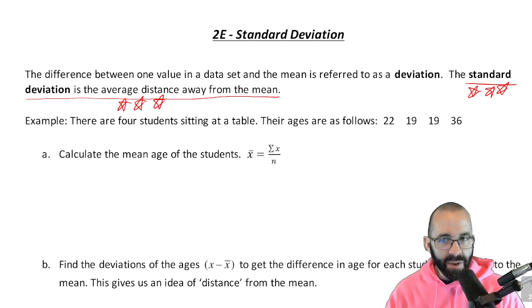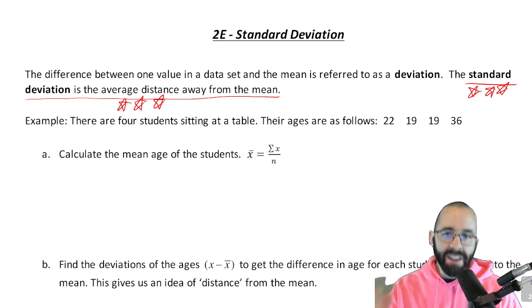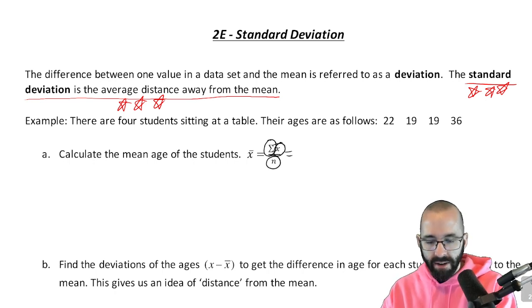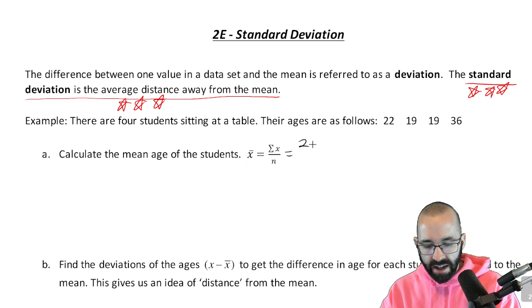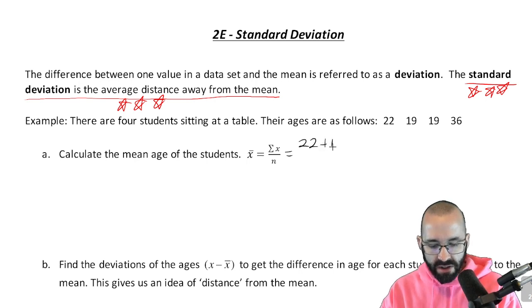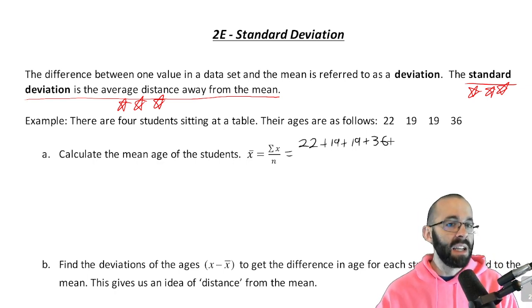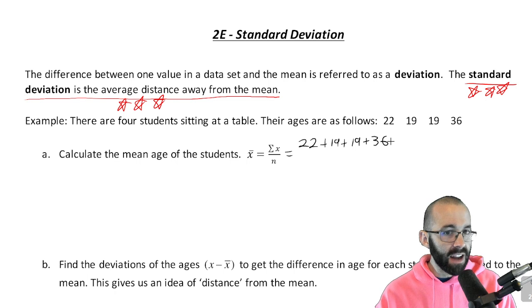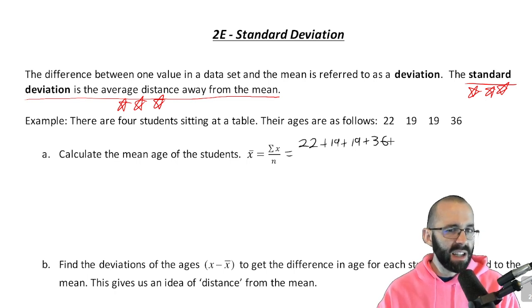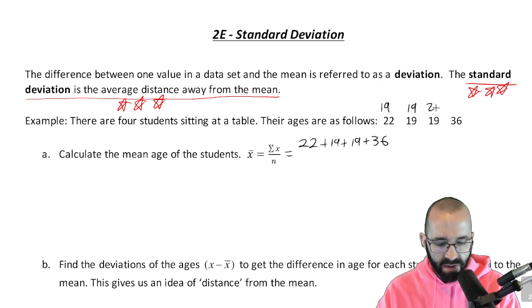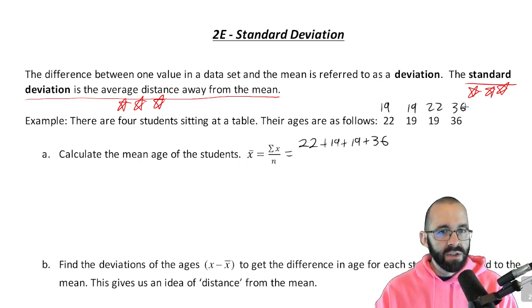So how do we find the average distance from the mean? We need the mean. So let's get some practice. Sum all of the x's and then divide by how many there are. So the x's, the data values, are 22, 19, 19, and 36. Remember that I said if you ever want to find the median, the data needs to be ordered. The mean, it doesn't really matter, but it might just be a good habit to order the data, just to be safe.